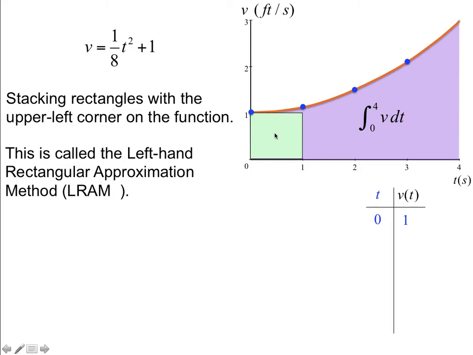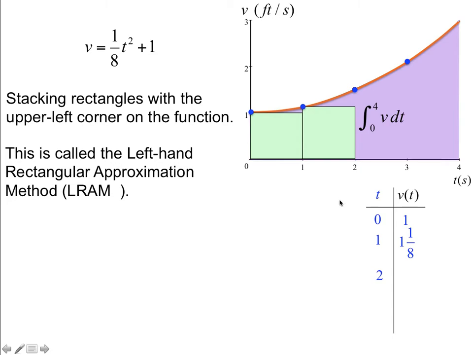And so you can see that this rectangle is pretty close to the size of the purple area between 0 and 1. So we've got just this tiny little sliver here that we left out. So that's pretty accurate. So then, when time equals 1, our velocity is 1 1/8. So we're going to go with that rectangle for that second interval. And it's not as accurate as the first rectangle, but that's okay.